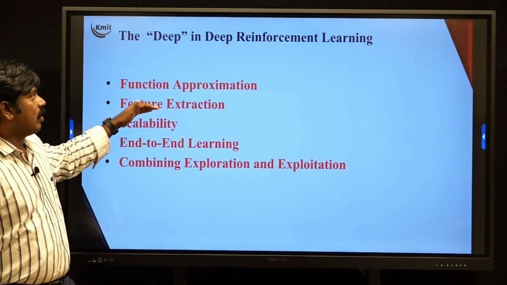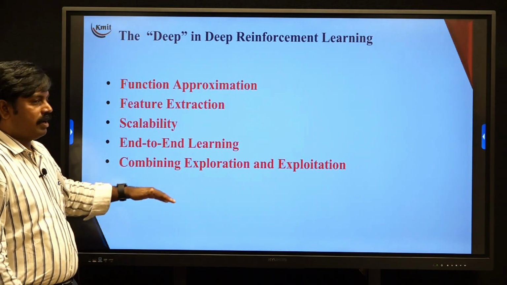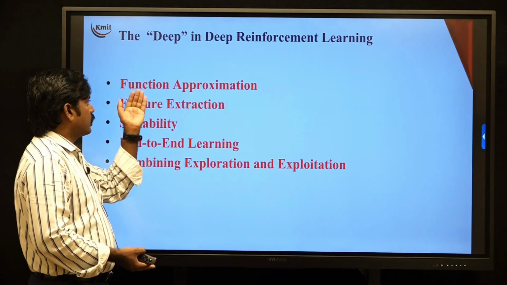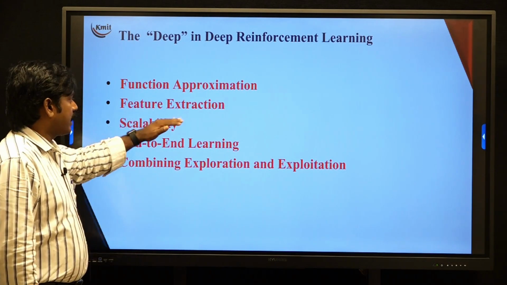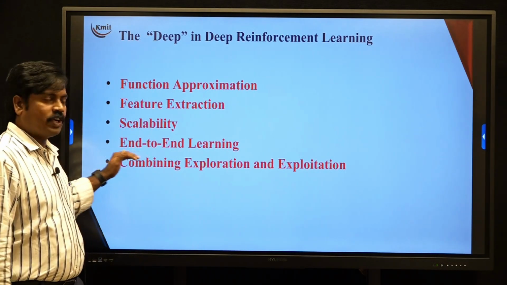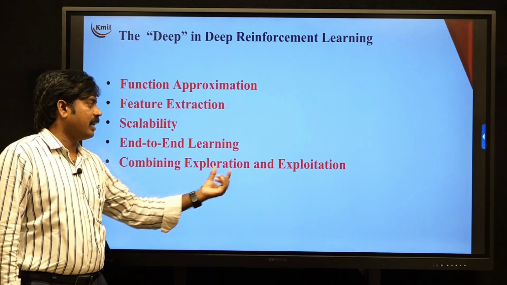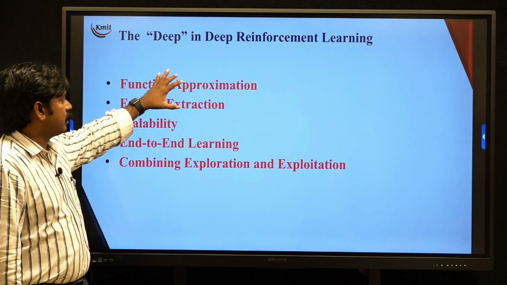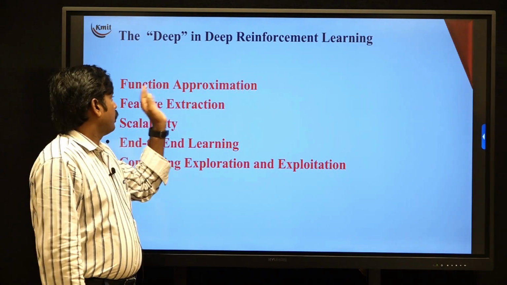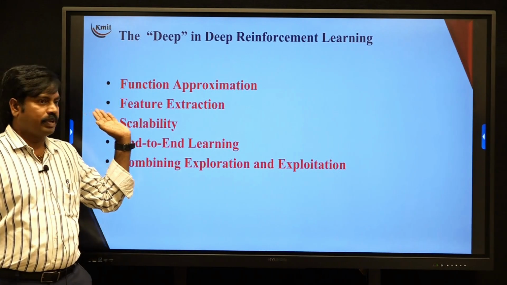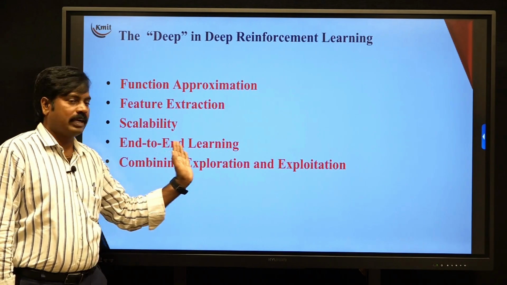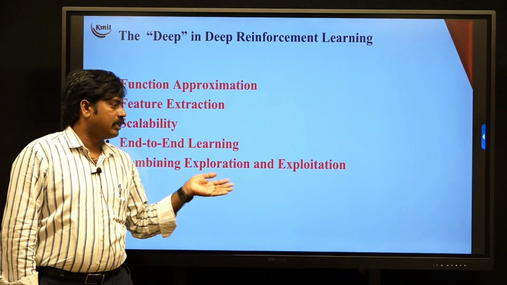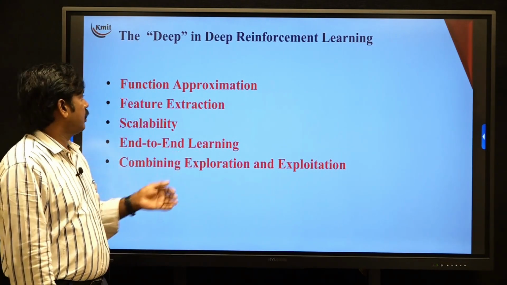In the deep learning algorithms, we are using different perspectives and tasks like function approximation, feature extraction, scalability, end-to-end learning, and combining exploration and exploitation. In reinforcement learning, these are the primary tasks where we are using deep learning algorithms. I will explain them one by one.